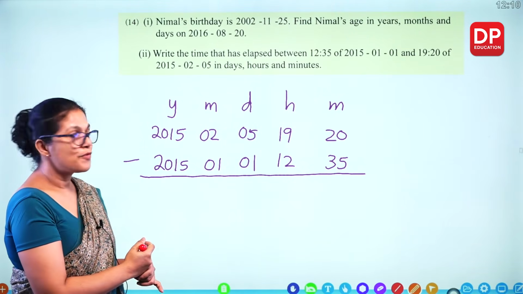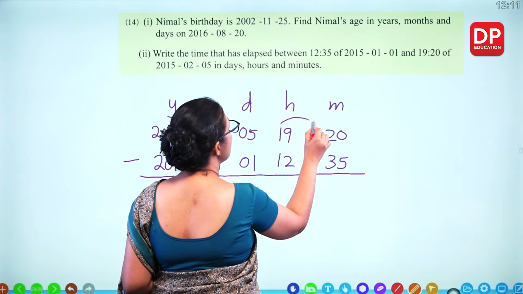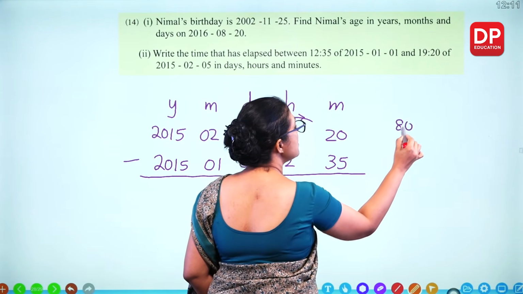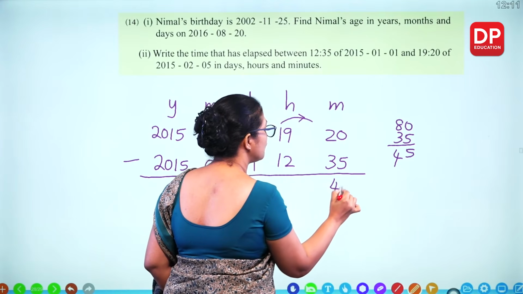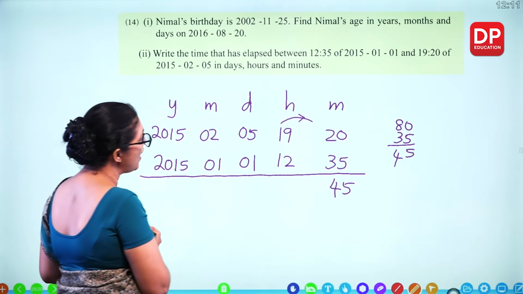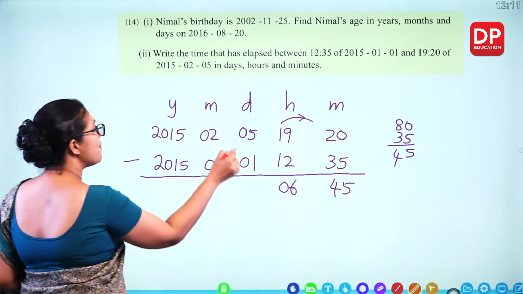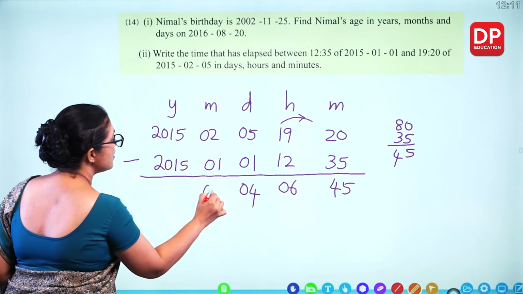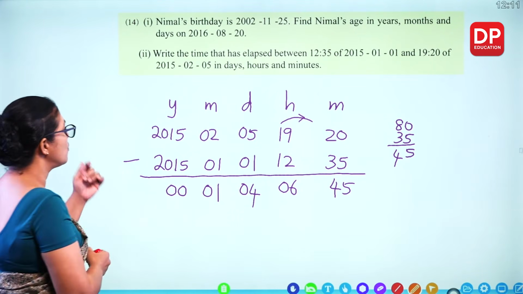Now, can we subtract 35 from 20? You can't. So you have to take 1 from here. 1 hour means 60 minutes. 60 plus 20, 80. 80 minus 35, you get 45 minutes. Now here you get 18 hours. 18 minus 12, you get 6 hours. 5 minus 1, you get 4. Straight away you can subtract. 2 minus 1, that's 1. 15 and 15, 0.